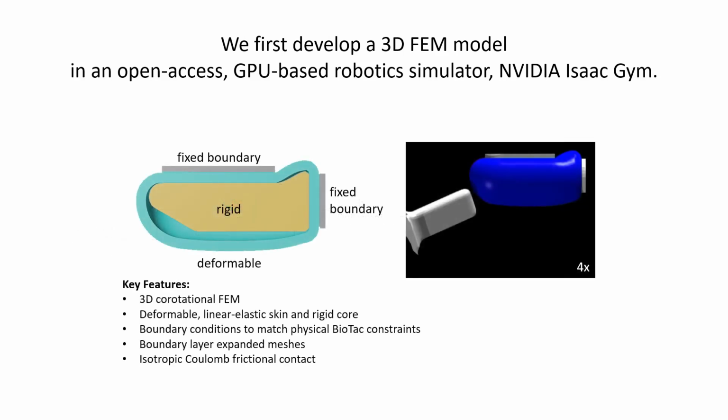After evaluating various configurations, our final BioTac model consists of a deformable, linear elastic skin, a rigid core, and two fixed boundary surfaces that model the effects of the nail and clamp of the real-world BioTac. Key features of the model are listed below. Here we visualize sample indentations of the BioTac, with the colors representing von Mises stress.